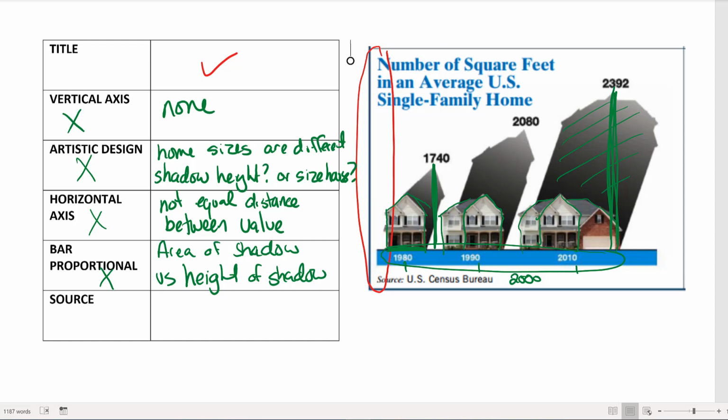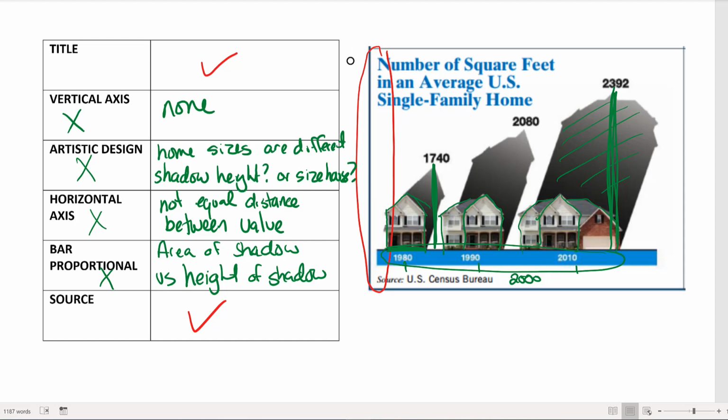It does have a source. It says the source is the U.S. Census Bureau, which is actually a very reputable source, and you can always go there and try to find more information from this particular data. So that one was good, but the vertical axis, the artistic design, the horizontal axis, and the bar proportionality totally throw this out as a good quality visual display of data.